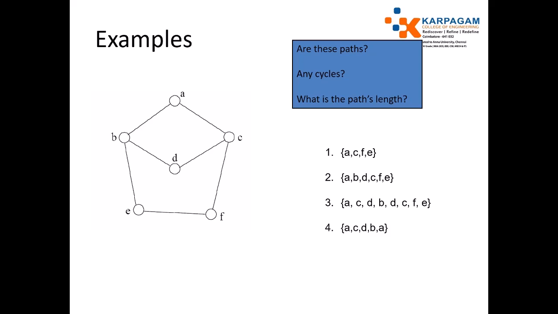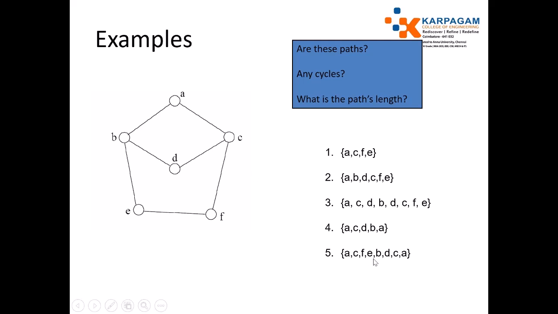For A, C, D, B, A, these form a cycle because the starting vertex A and the ending vertex A are the same. A, C, D, B, A is a path and it has a cycle. The path length is 1, 2, 3, 4. That's all.